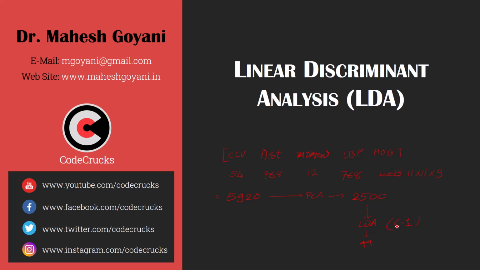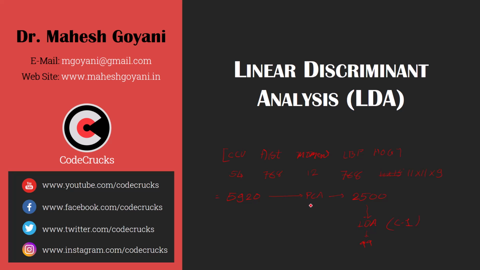Here C is the number of classes. Right now we have 100 classes, so it will return only 99 features for each image. Earlier it was 6000, PCA will reduce it to 2500 or something around that, and LDA will fix it to 99. So both are dimension reduction techniques.